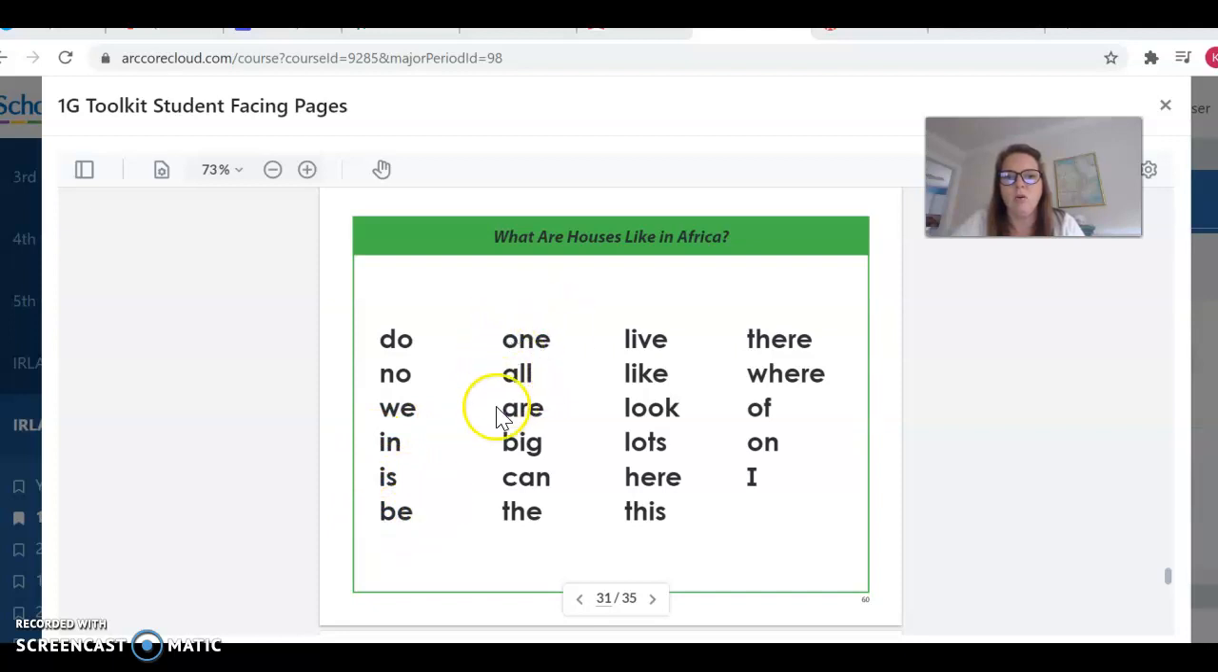One, all, are, big, can, the. Live, like, look, lots, hear, this. There, where, of, on, and I.